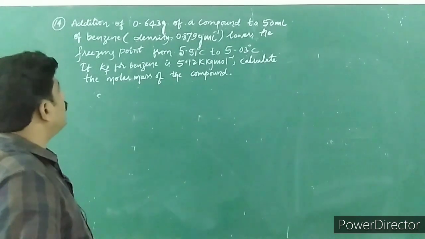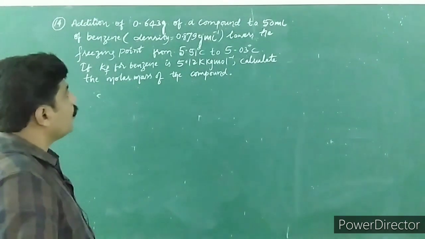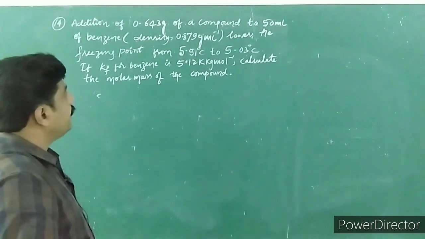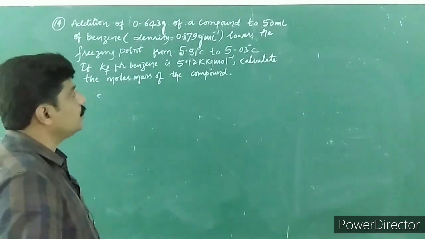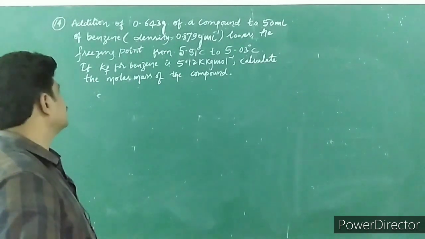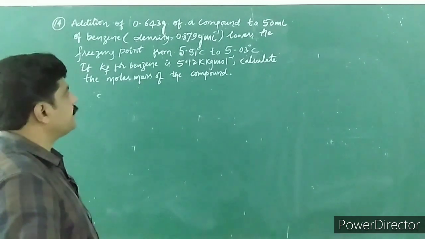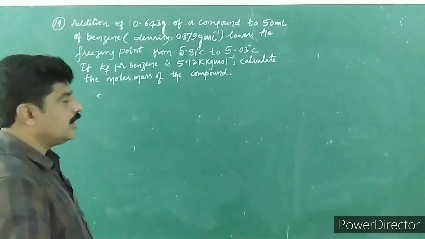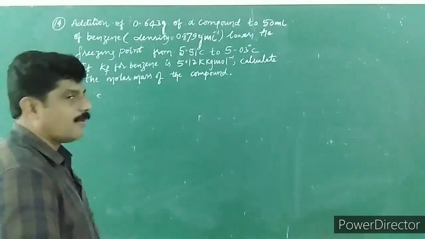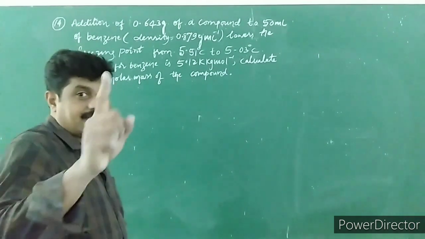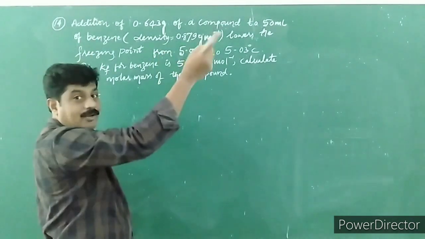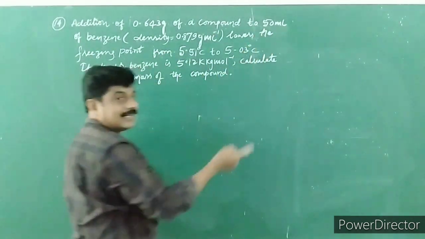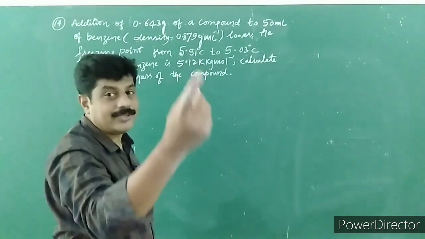Let me read out the next numerical for you. Addition of 0.643 gram of a compound to 50 ml of benzene with a density 0.879 gram per ml lowers the freezing point from 5.51 degrees Celsius to 5.03 degrees Celsius. If the Kf for benzene is 5.12 Kelvin kg per mole, calculate the molar mass of the compound. You should be very careful while taking the Wa value because they are given the density. You cannot take 50 ml directly. You should convert, then only you have to take it.